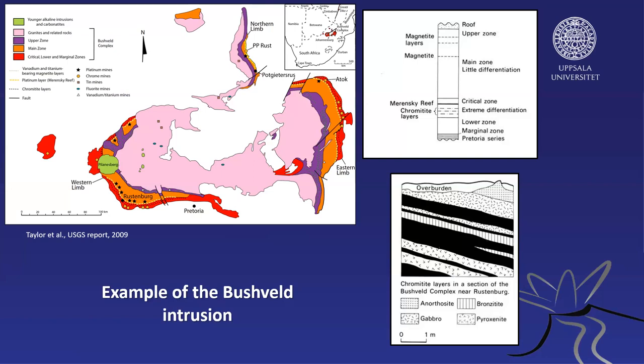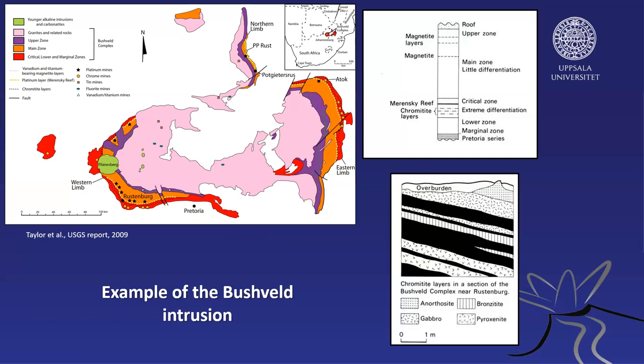You have a bit of complication. Here we have bronzite, which is made of pyroxene. Here we have another pyroxenite, a rock made basically of pyroxene. We are talking about more than 80%, a bit of olivine sometimes. But the black layers here are chromite layers.